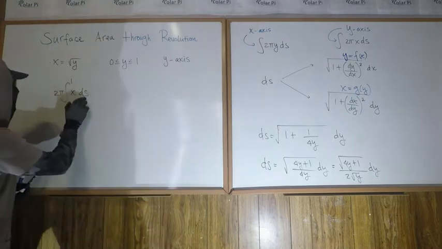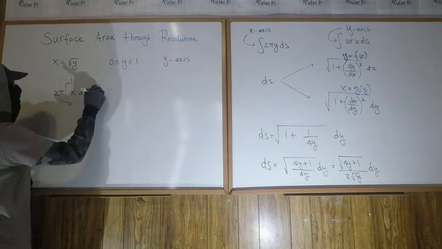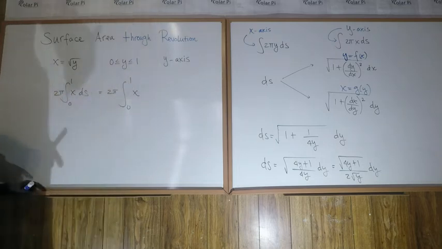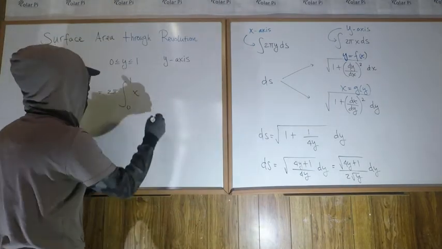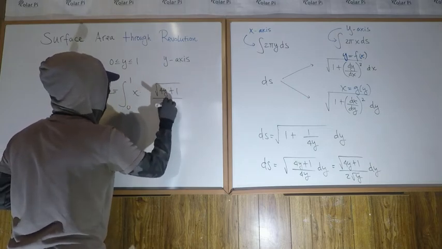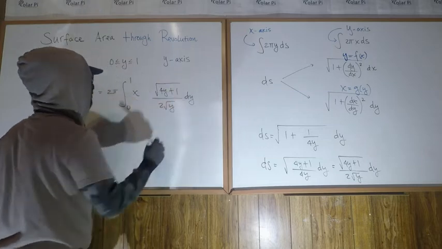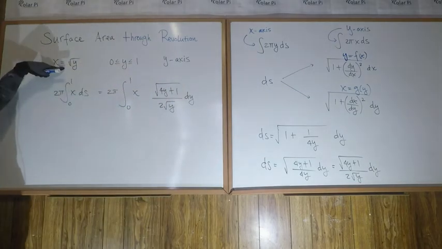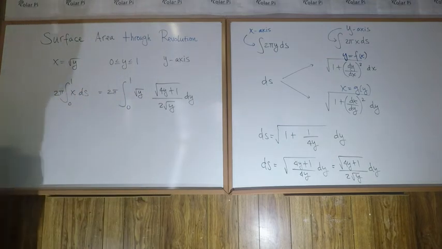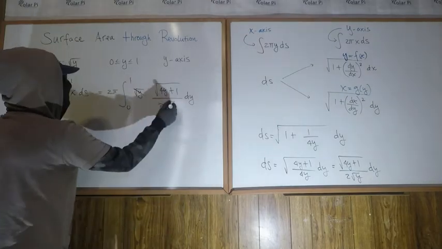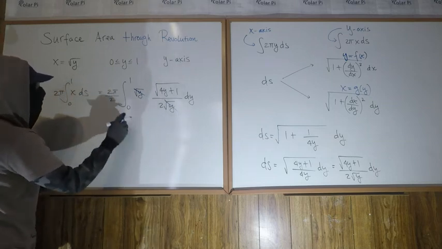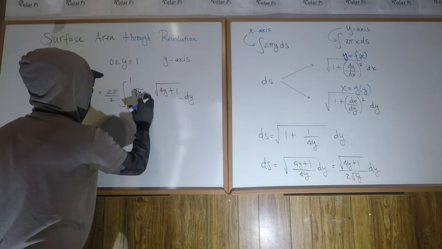So let's put that in place of this ds. So far we've got 2 pi integral from 0 to 1, and then it's x. ds is at the far right, so that's root 4y plus 1 over 2 root y, and then dy, right? But x, remember, is root y, so we replace x with root y. And this 2 here we could throw as a denominator to the 2 pi, so we get rid of this, get rid of this, get rid of this.